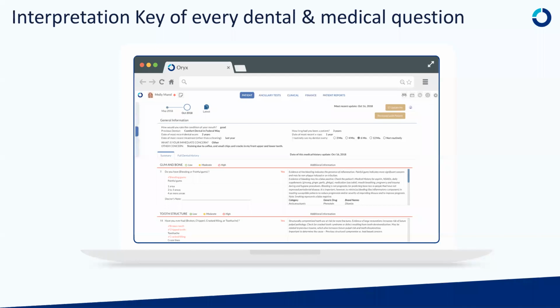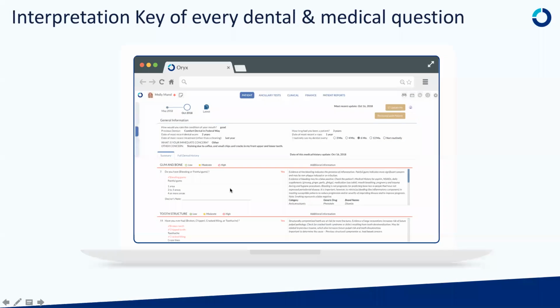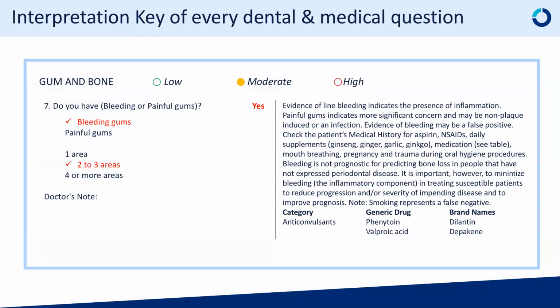So when you import that medical and dental history into Oryx, and that's what you will see on your side, it will contain the interpretation key of every single one of those questions. So both medical and dental history, every single question has an interpretation key on the right side, as you can see basically in here. It will show you the explanation of every single one of the questions. Why is it important? How is it related, especially for the medical questions, to the patient's dental health? Why is it important to look at this? What other things might be related to the specific issue?